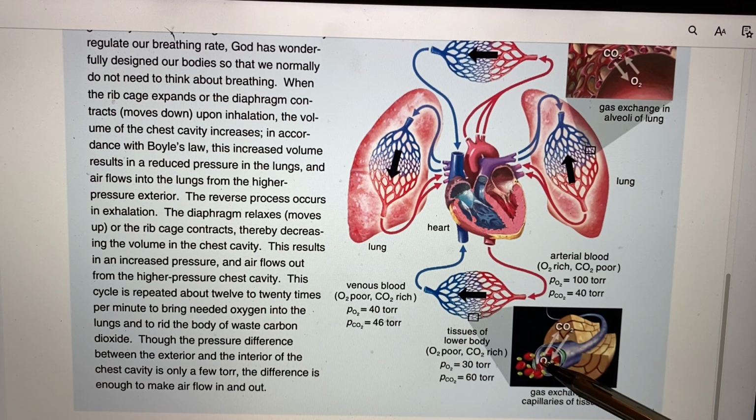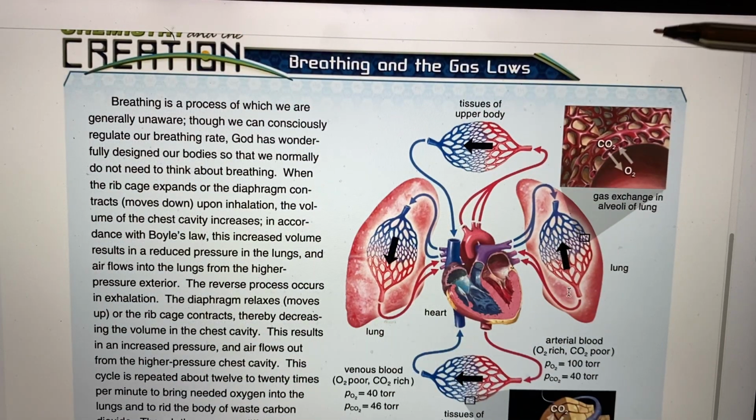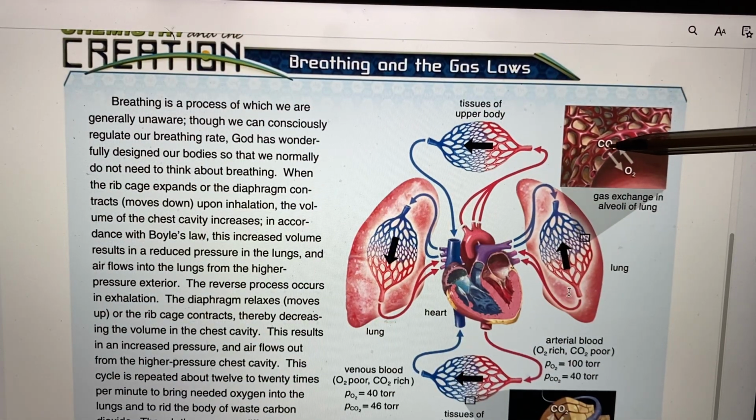oxygen coming out to get in the vein, as it goes in the vein, and coming in through the capillaries there. This is the gas exchange here, as you see. Again, the carbon dioxide in the lungs is coming out and the oxygen is going in so we can exhale the carbon dioxide. It all has to do with Boyle's law.